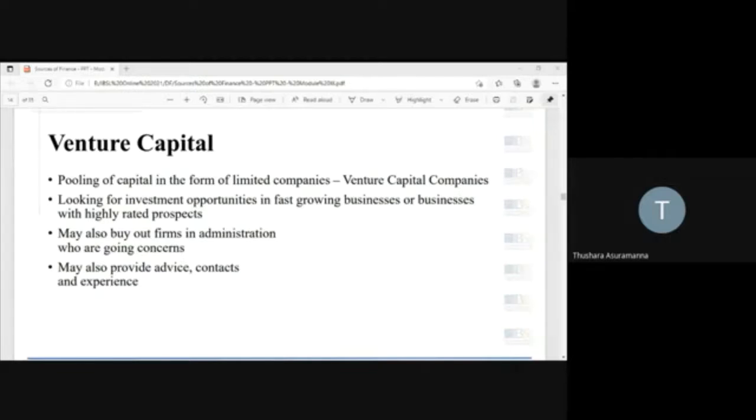They do financial support. They do non-financial support. Even they buy out, they enter. The businesses are not performing well. It's high risk, but high return. They come up with expertise.